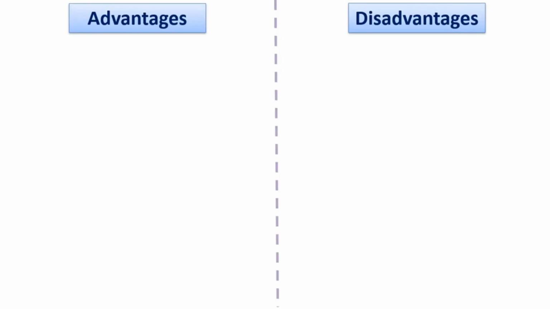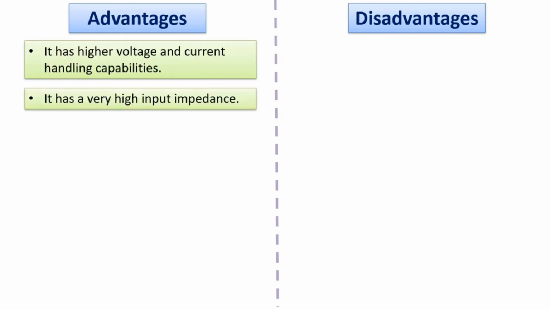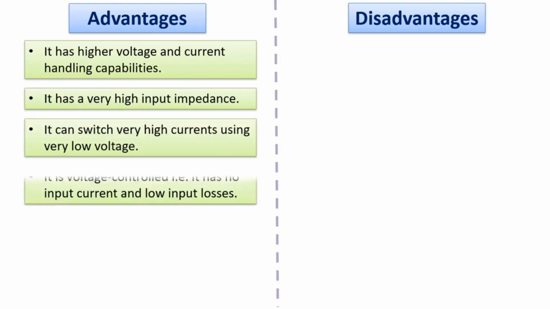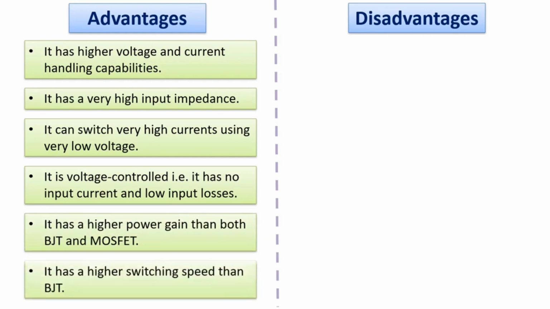Now let's look at the advantages and disadvantages of IGBTs over BJT and MOSFET transistors. As a whole, IGBT has the advantages of both BJT and MOSFET. If we start with the advantages, it has higher voltage and current carrying capabilities. It has a very high input impedance. It can switch very high currents using very low voltage. It is voltage controlled, meaning there is no input current and input losses are low. It has a higher power gain than both BJT and MOSFET. It has a higher switching speed than a BJT.